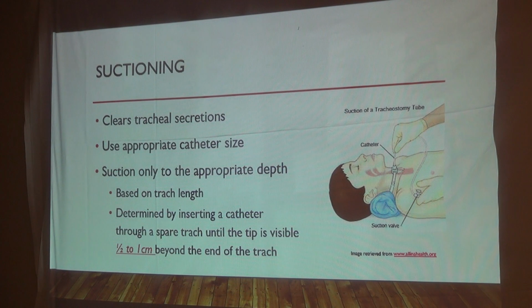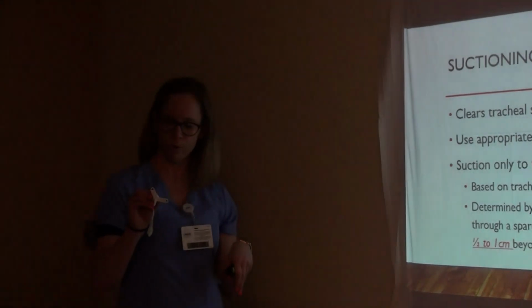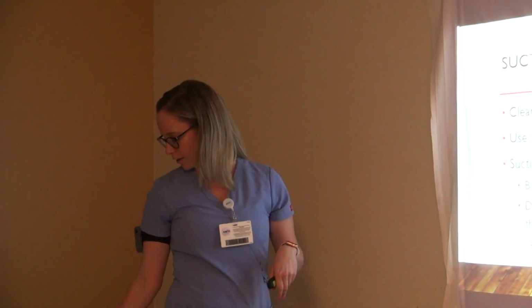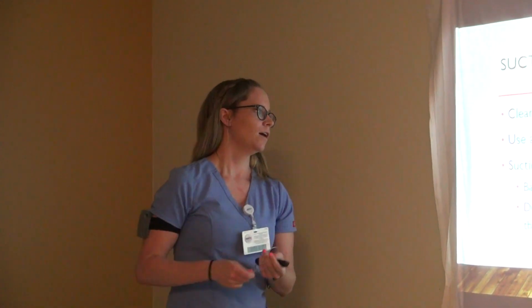So suctioning clears the tracheal secretions. You have to use the appropriate catheter size, and this is based off of your trach size. So if you have a 6.0 trach, you multiply it by 2, and you use a 12 French catheter. Or my little baby trach over here is a 2.5, so it's a 5 French catheter, and they're super teeny tiny.